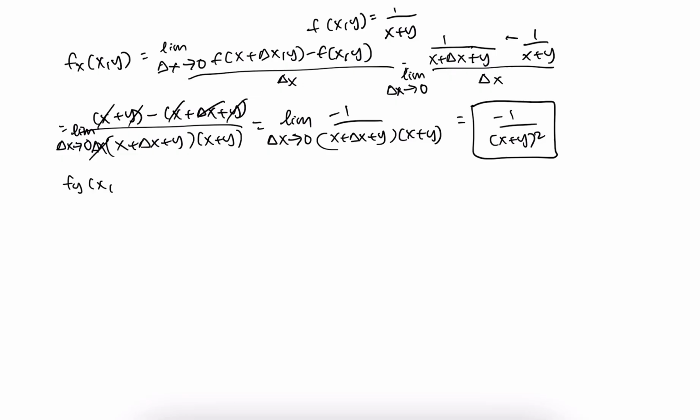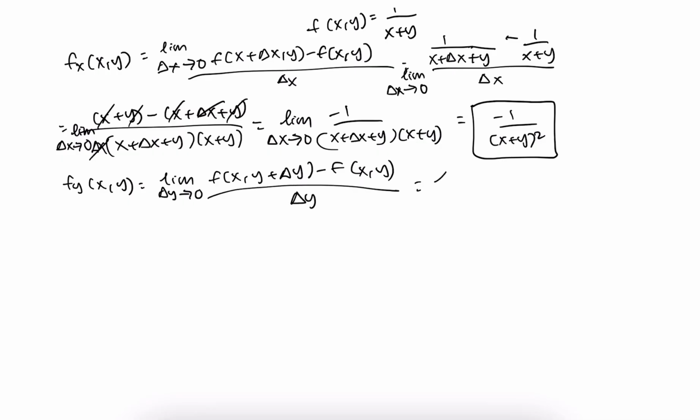So again, it's the same exact idea, except it's as delta y approaches 0. So it will just be the limit as delta y approaches 0 of 1 over x plus y plus delta y, minus 1 over x plus y, over delta y.